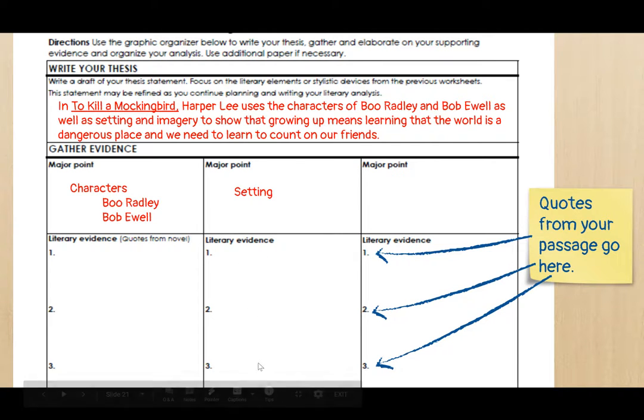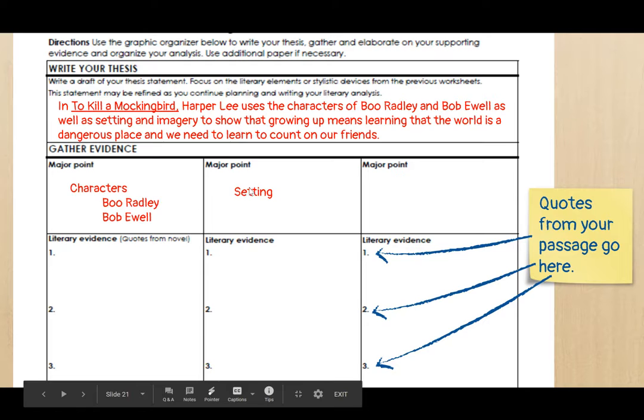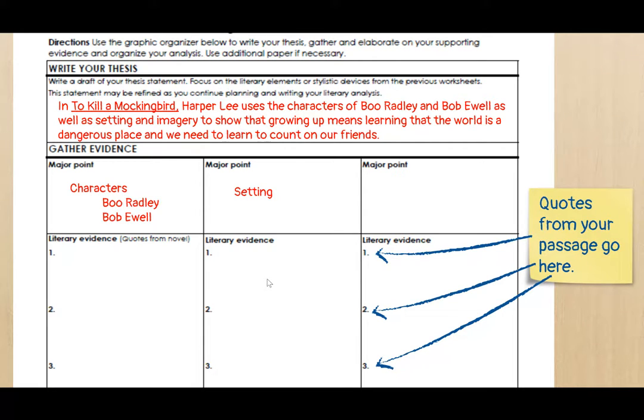So for each one of your major points, for each one of your literary elements, you're supposed to be finding 3 quotes from the novel to support it. Now, on the second part of this worksheet, and you can't see it on the slide, it says elaboration. And that's where you explain your literary element, and you explain the quote, and you explain why it's important and what it shows or teaches.